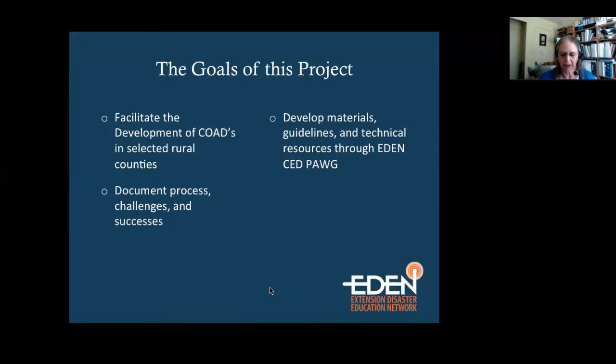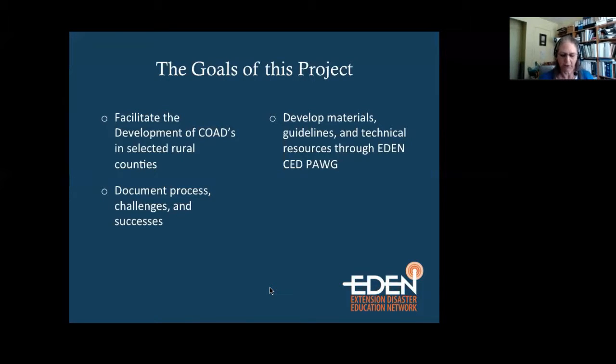Throughout the project, we kind of had a dual focus. First, we're trying to assist the selected counties with development of their COADs, but also we're striving to identify best practices as well as challenges as Extension led the development process. So looking at how we would develop it and things that we could improve there.